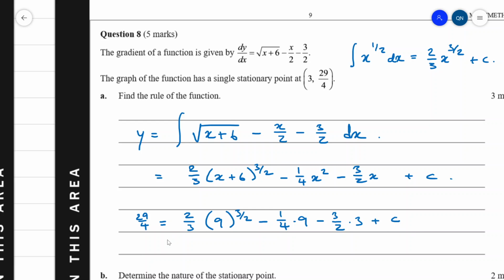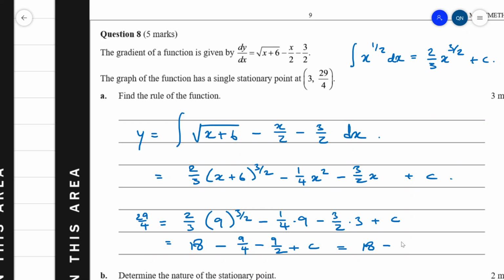So let's see if we can simplify this. What's 9 raised to the 3/2? Well, 9 raised to 1/2 is 3. You take 3 cubed, that's 27. But then you divide by 3 yet again down here. So that brings it back to 9. That's 18 overall because you multiply by the 2. Then we have negative 9 divided by 4. Then we have negative another 9 divided by... no, this is 9 divided by 2 now. Okay. And then we have a plus c, so this is equal to 18.